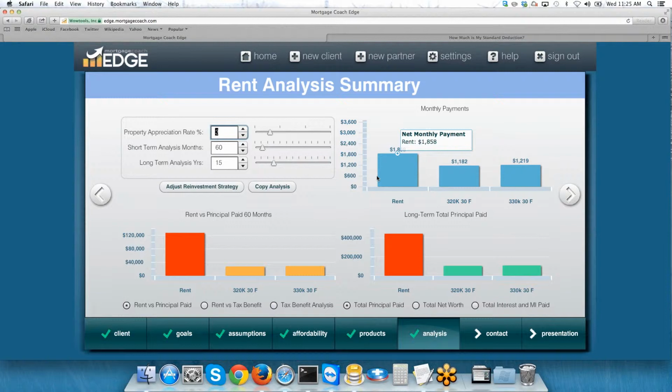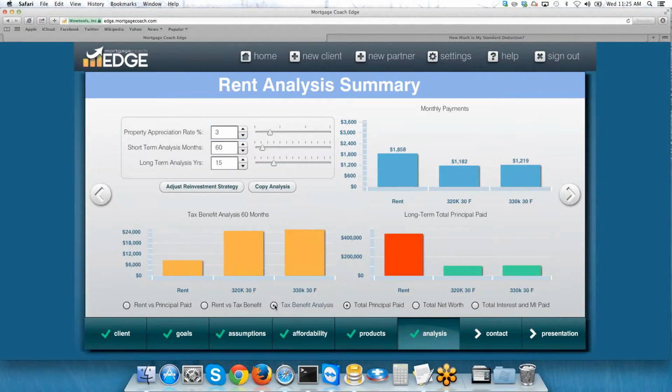Now, the whole reason behind putting in that standard deduction field on the rent side is if you wanted to show the tax benefit analysis. Over the 5-year period of time, they will have a tax benefit, and this is just from the standard deduction, of $85.40 if they continue to rent. On the home ownership side, they get to write off the interest. So at that point, we're looking at a tax benefit over the 5-year period of time of $24,730.